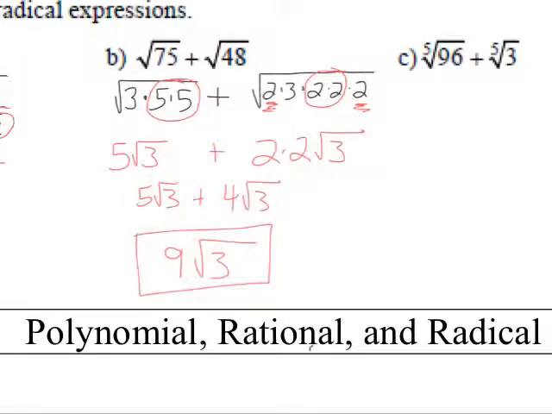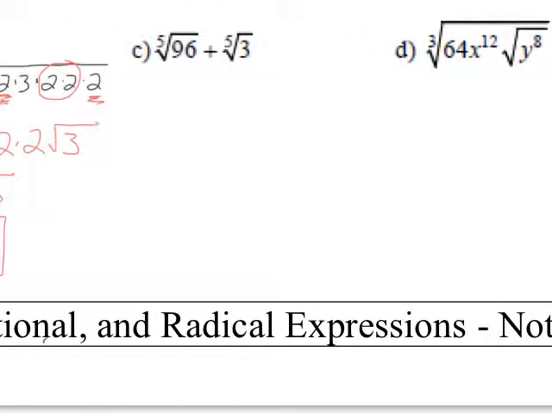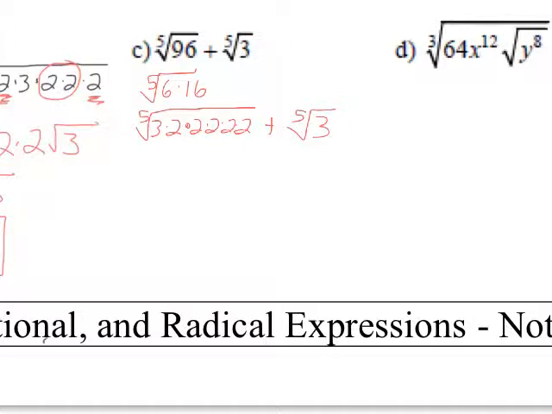Okay, part C. 96 is, we'll say, the 5th root of 6 times 16, and we know that 6 is 3 times 2, and 16 is 2 times 2 times 2 times 2. So there's 96, and the 5th root of 3 can't be simplified at all because 3 is already prime factorized, if that's even a word. Okay, here we go, using the same technique. Because we're taking the 5th root, we need to find groups of 5. So 1, 2, 3, 4, 5. There's a group of 5. We can move it to the outside, and we are left with the 3 by itself on the inside.